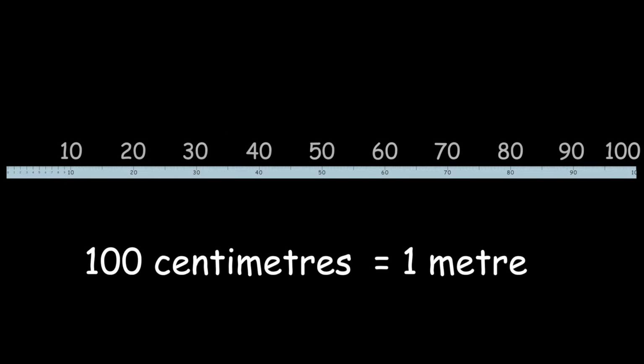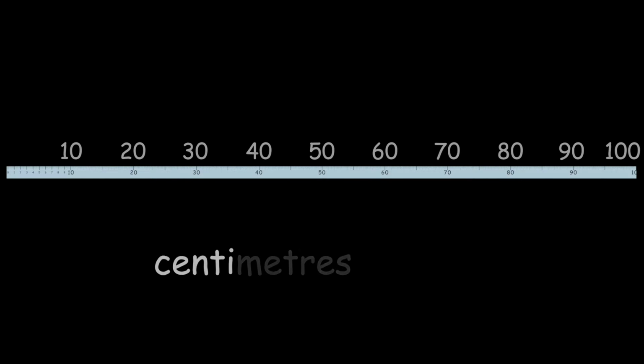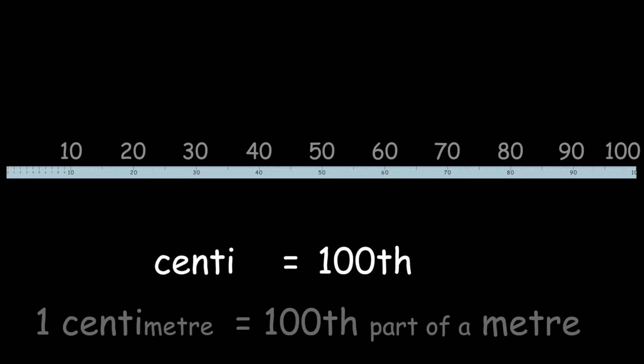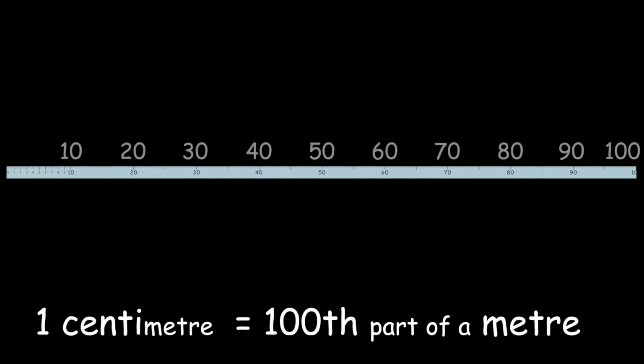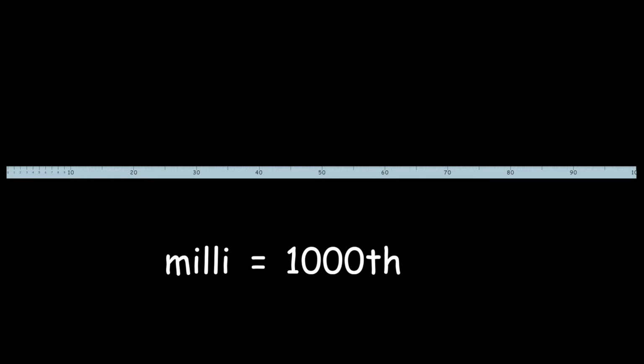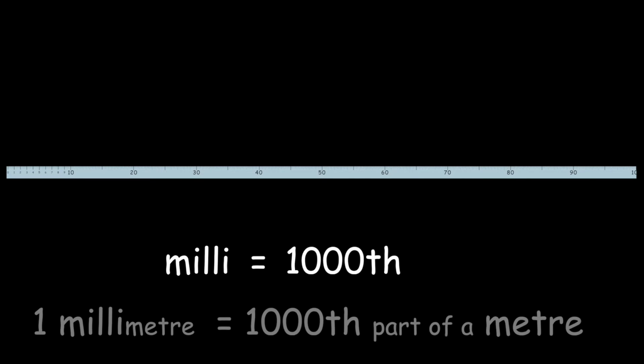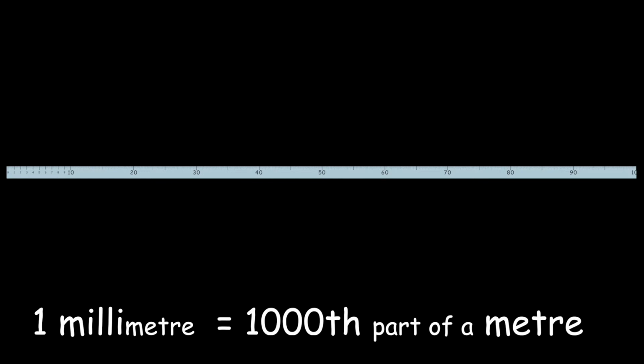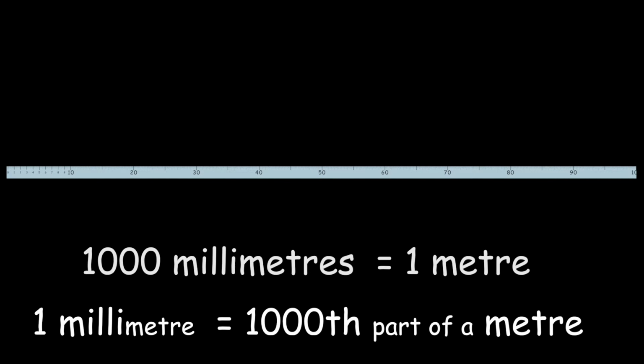Here's a diagram of a metre, showing that it's made up of 100 centimetres. It might help you to know that centi-something means 1/100th part when measuring. So a centimetre is 100th part of a metre. In other words, 100 centimetres equals 1 metre. Similarly, milli-something means 1,000th part. So a millimetre is 1,000th of a metre. That is, 1,000 millimetres equals 1 metre.